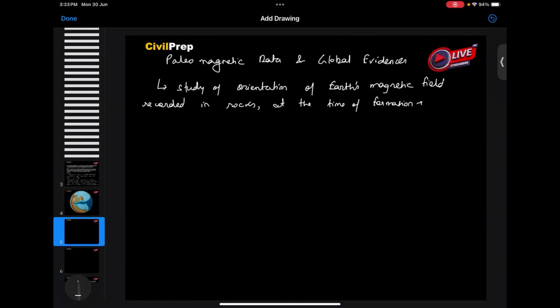Now, looking at the global evidences, here we'll see that we have one of the mountains, that is the Appalachians and the Caledonian mountain alignment.